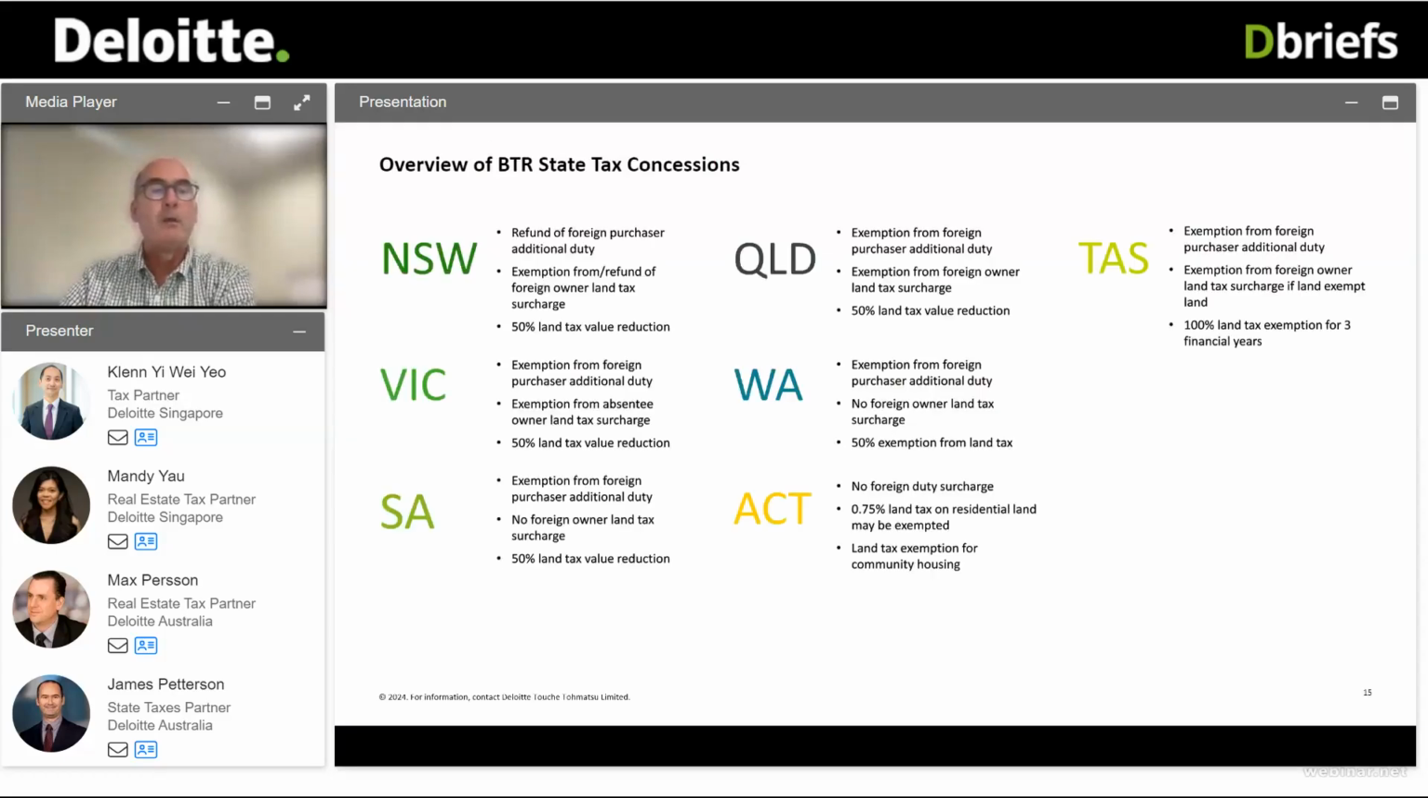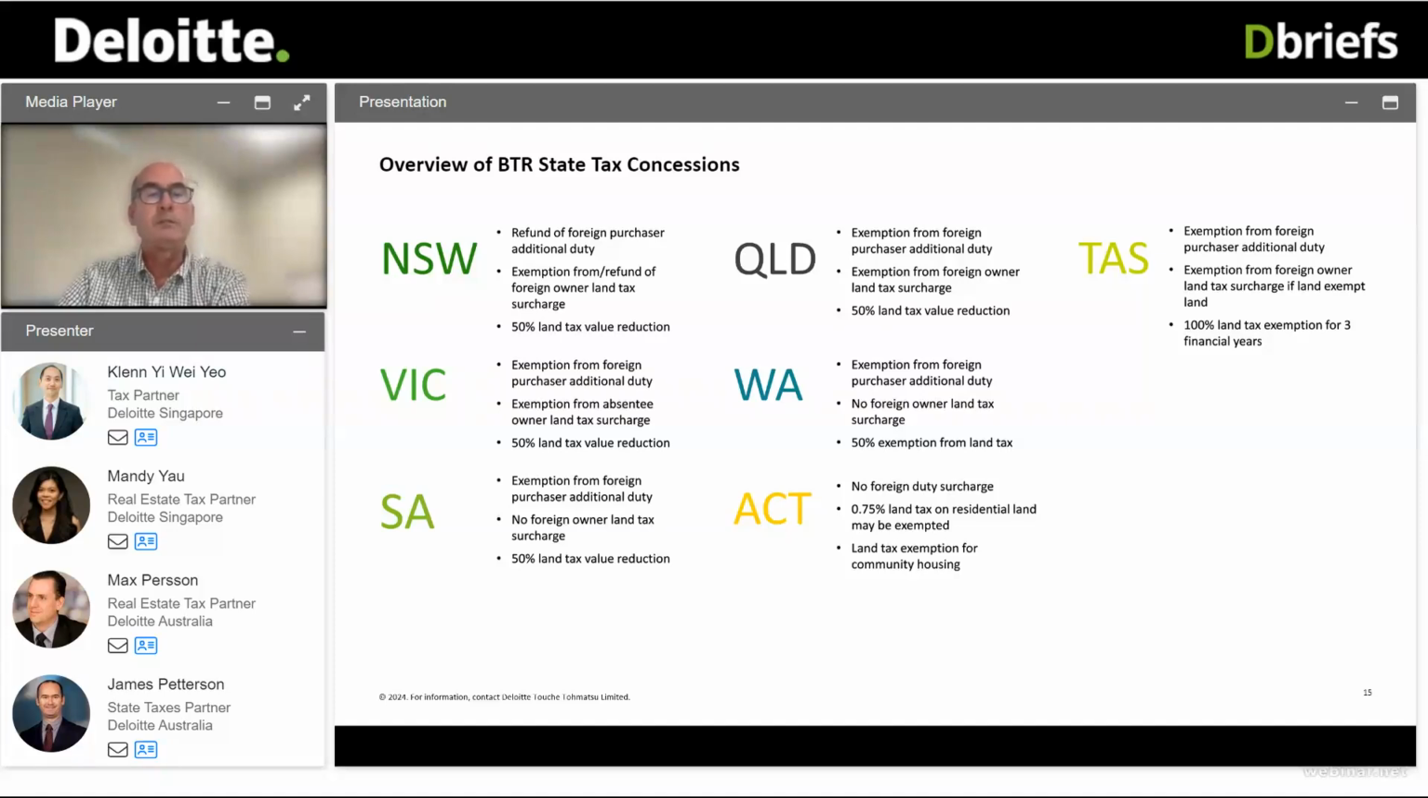Next slide, please. So build-to-rent concessions are offered by the various state and ACT revenue offices as a concession to developers, ultimately foreign-owned developers and foreign investors, to encourage the development of residential premises in Australia. For eligible projects, all jurisdictions that impose a duty surcharge offer an exemption or refund of foreign purchaser surcharge stamp duty, other than the ACT, which does not impose that surcharge duty.